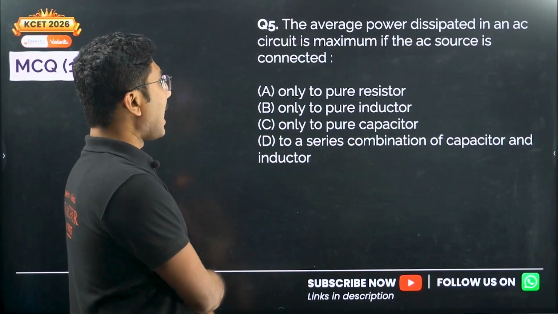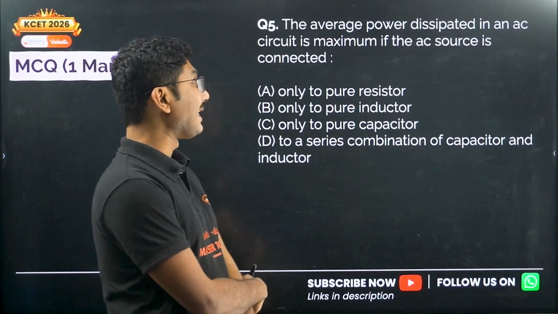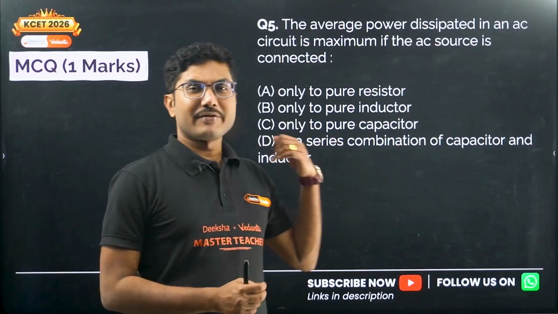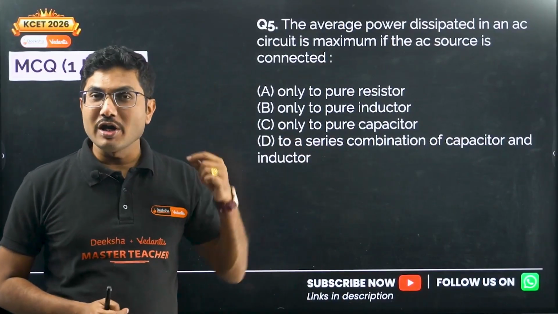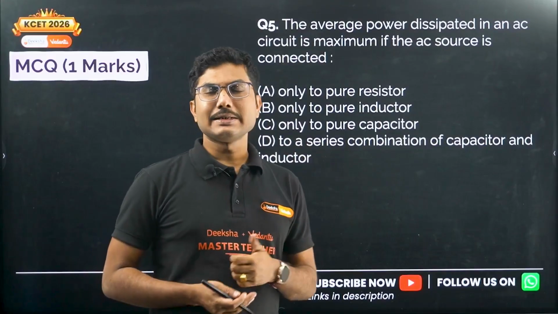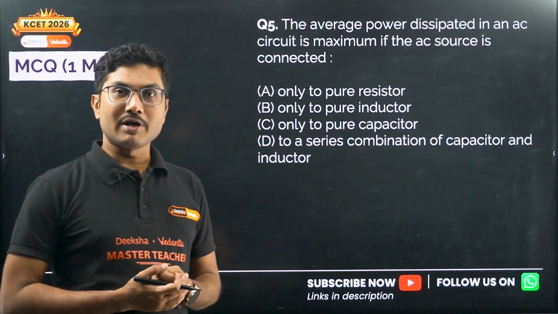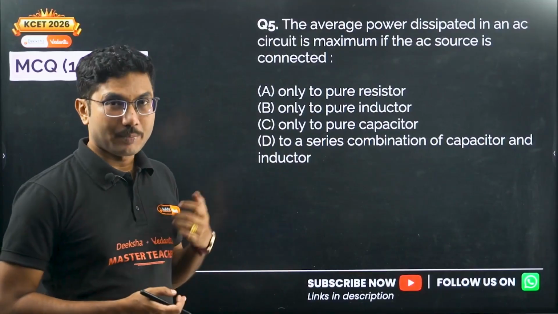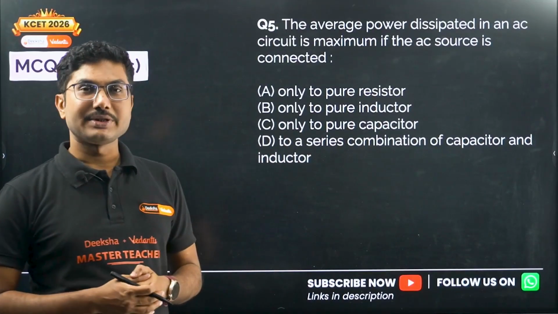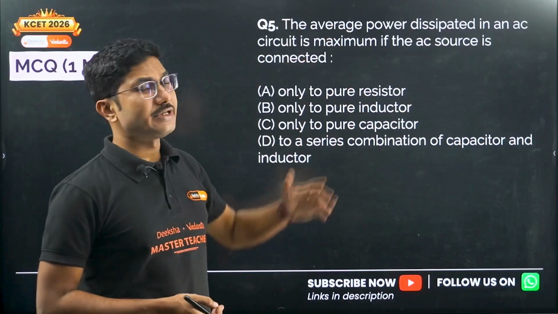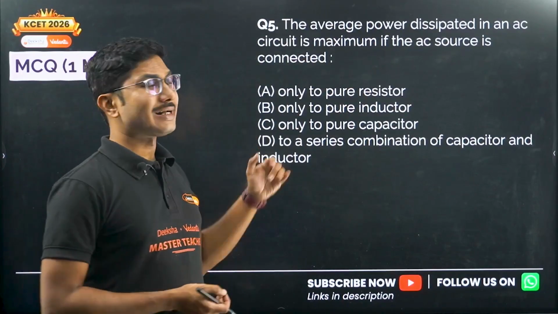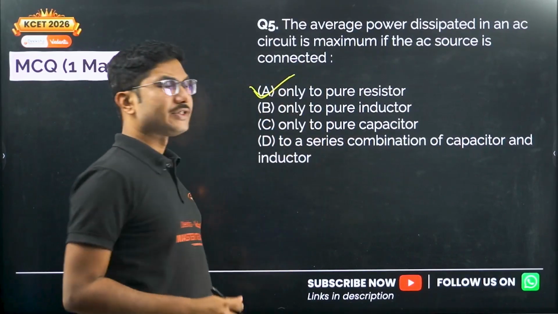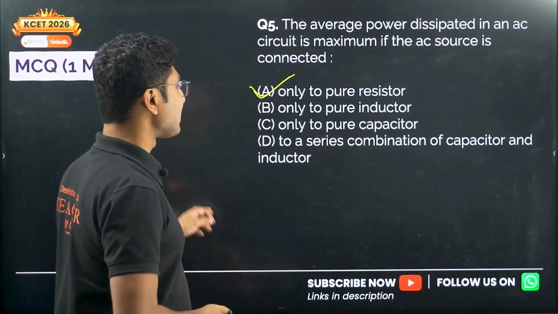Next question, the average power dissipated in an AC circuit is maximum if the AC source is connected to what? Power is dissipated only through a resistor in an AC circuit. Inductor and capacitor do not dissipate any power. Average power dissipated in an inductor and capacitor is always 0. So the average power dissipated will be maximum when the source is connected across only a resistor, nothing else. When only a pure resistor is connected, the power dissipated is maximum.